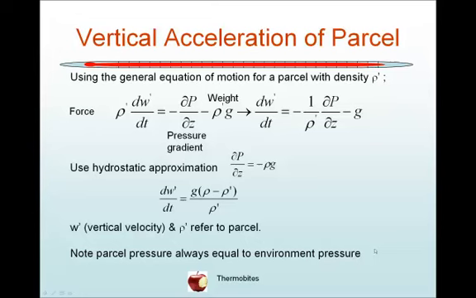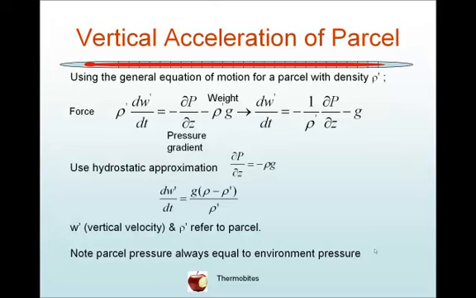Vertical acceleration of a parcel. If we use the general equation of motion for a parcel with a density ρ′, then the force ρ′ dw′/dt is equal to the pressure gradient, minus dp/dz, minus the weight of the parcel, minus ρ′g. If we divide through by ρ′, we end up with dw′/dt, the acceleration of our parcel of air, equal to minus 1/ρ′ dp/dz minus g.